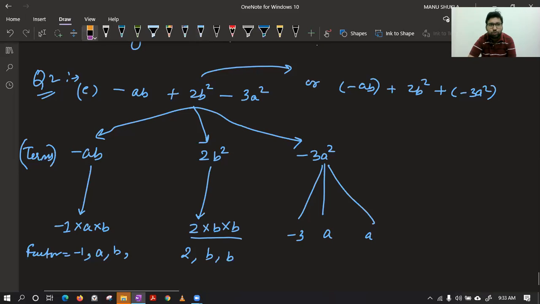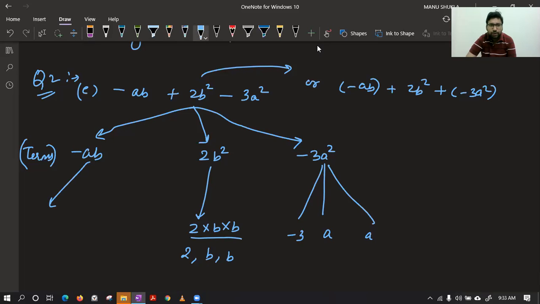Let me draw a diagram for you. If you want to draw a tree diagram, that is not difficult, very easy. And let us draw that. Just you need to draw the bifurcations. So let us say with the blue pen, you can say minus 1, a and b. Similarly, you can do for other also. Okay, it is not difficult.